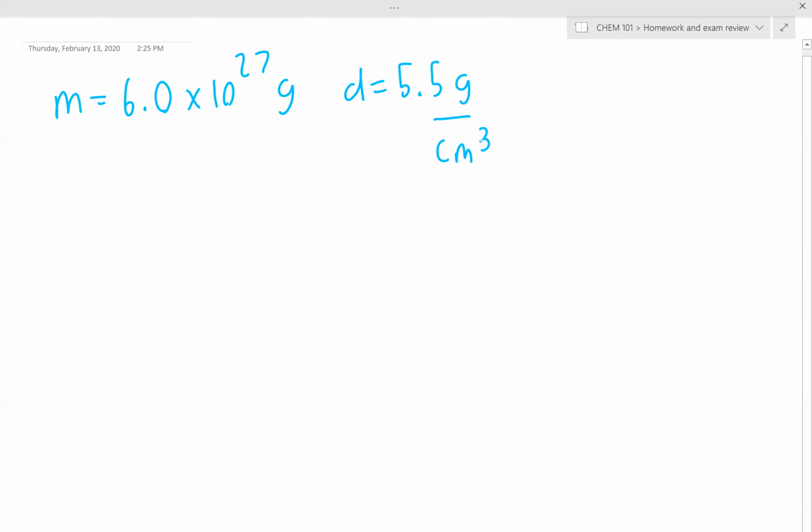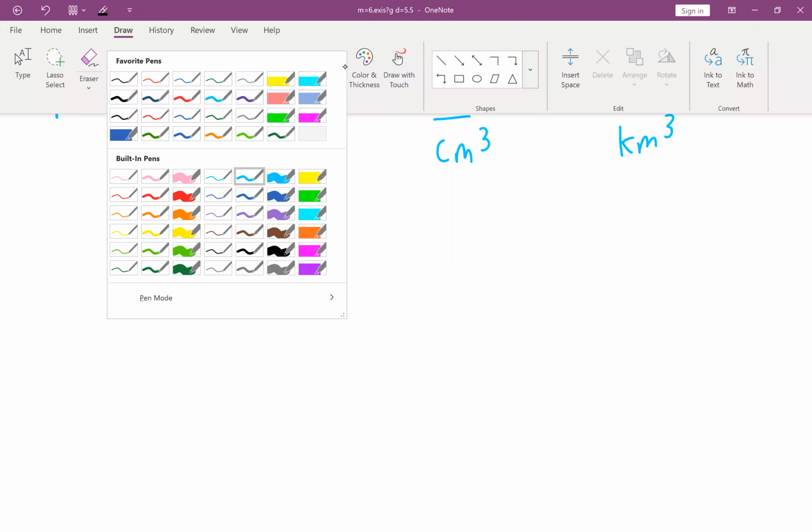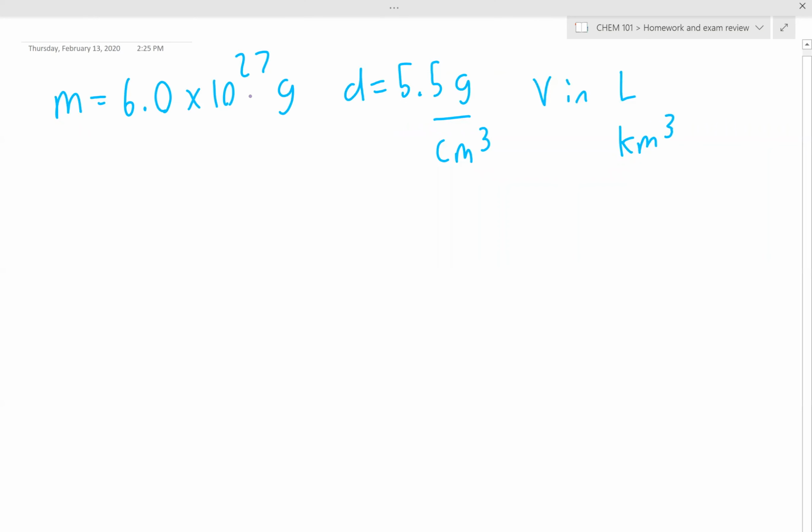Now, in the end, the problem is asking for the volume in liters and kilometers cubed. So two different unit outputs. Let's tackle this step by step. We're going to do liters first because it's by far the easiest. From my perspective in unit analysis, I want to end up with units of liters, and I am starting with units of grams. That's what I am given. This is where I want to go.